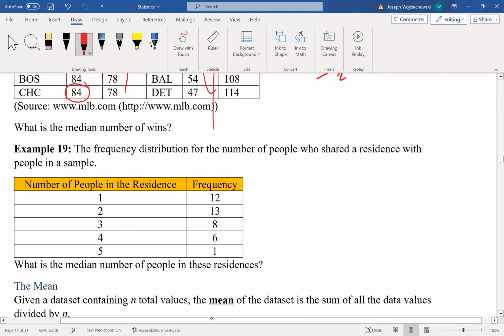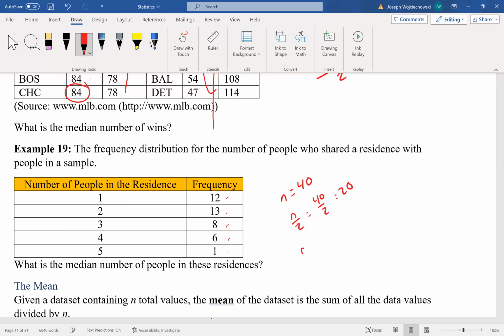Okay, how about here? Frequency distribution for the number of people who shared a residence with people in the sample. What is the median number of people? Well, how many different households are we talking about? 12, 25, 33, 39, 40. So n equals 40. So n divided by 2 is 40 divided by 2, which is 20. N divided by 2 plus 1 is 21. So I need to find the 20th and the 21st.